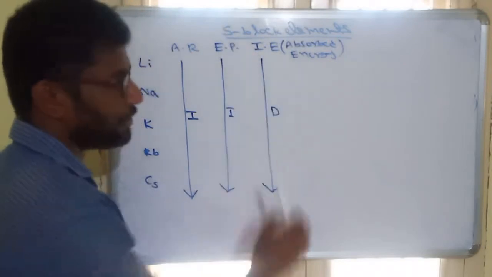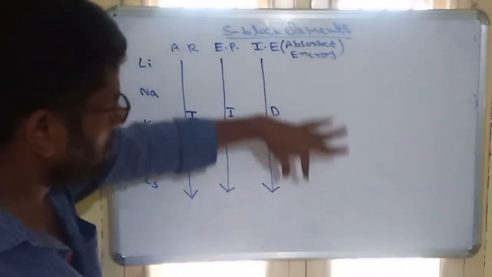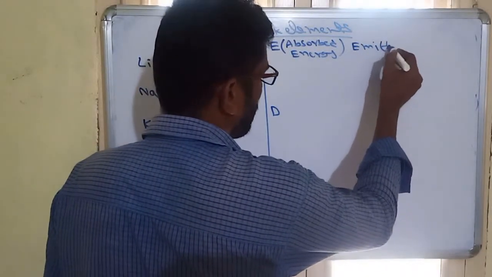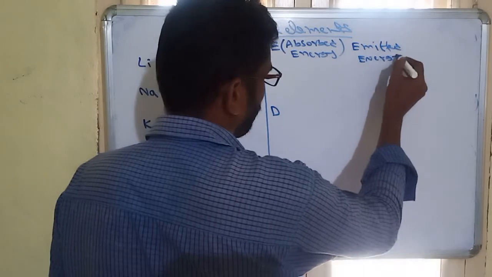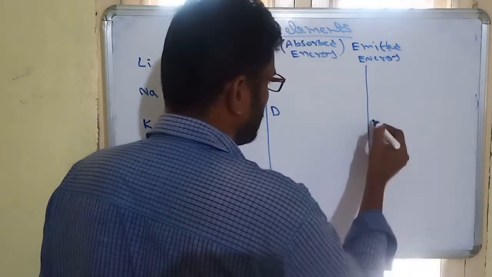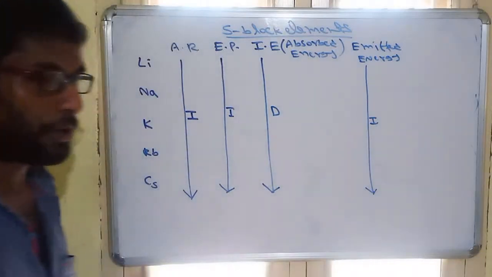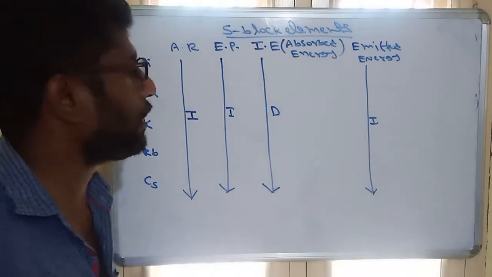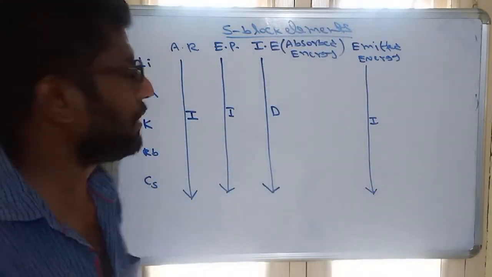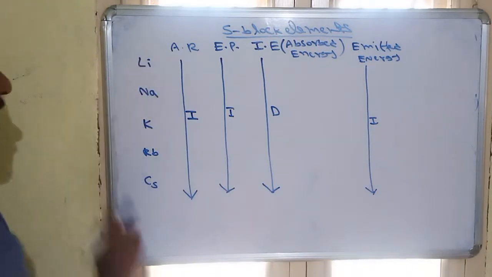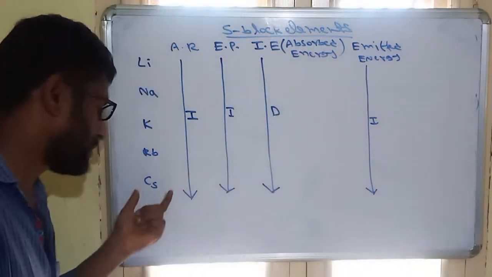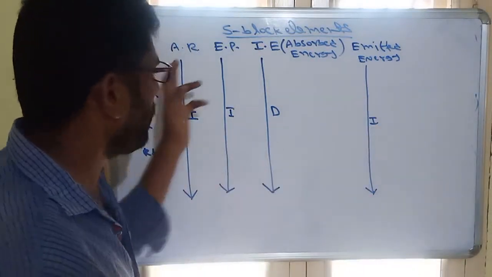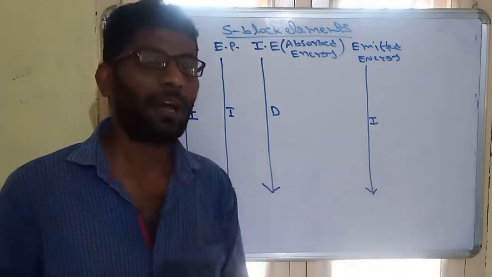Now, this is ionization energy, that means absorbed energy. If absorbed energy decreases top to bottom, then emitted energy increases top to bottom. Absorbed energy and emitted energy are opposite. So lithium emits very low energy, whereas cesium emits very high energy. When placed in a flame, lithium emits low energy and cesium emits high energy.